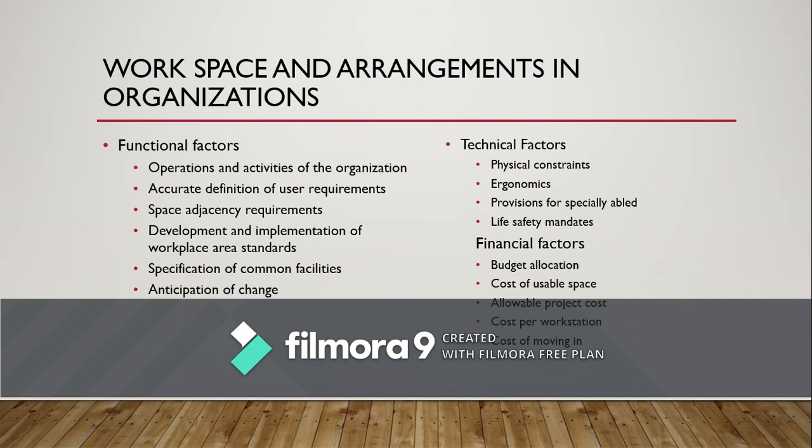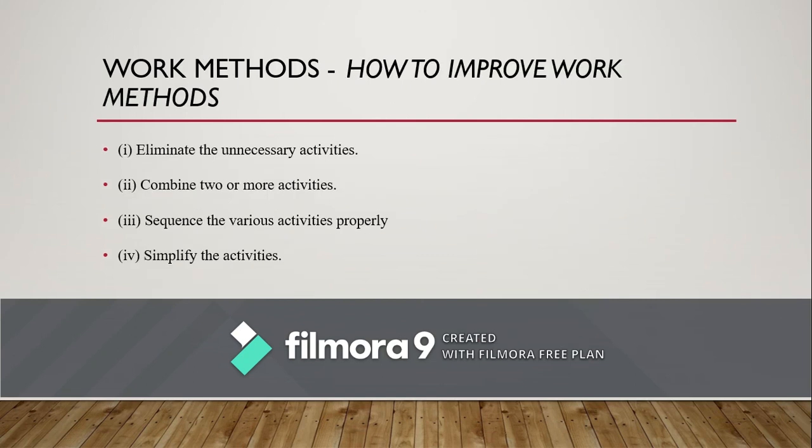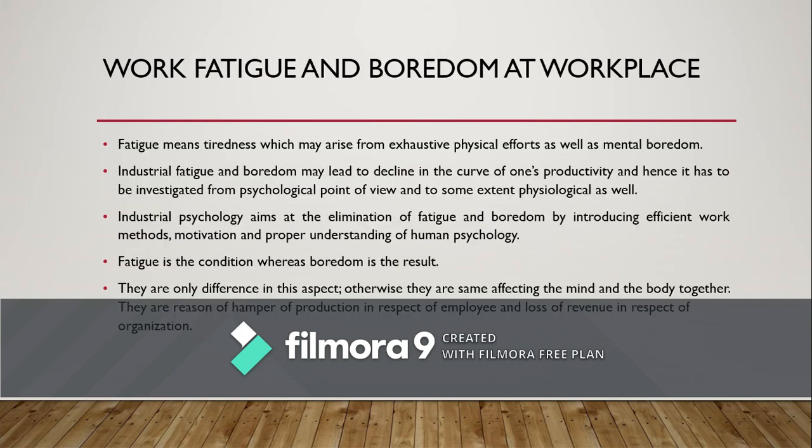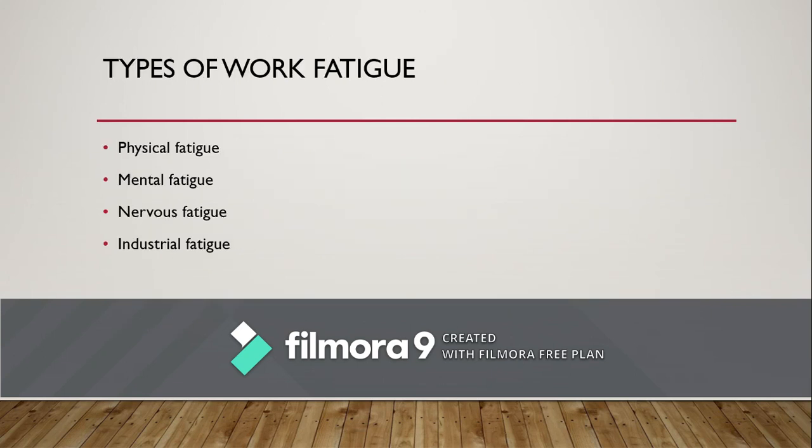What we have done today is workspace and arrangements in organizations. We discussed the various broad factors, functional, technical, and financial factors that are required for workspace and arrangements in organizations, how to improve work methods, what a work method is, what the work method types are, and how these are implemented in industries and organizations. Later we discussed work fatigue and boredom at the workplace and the various types of work fatigue which happen in industries. With this, I think this is enough for today. In the next class, we'll discuss various causes and how to reduce fatigue.